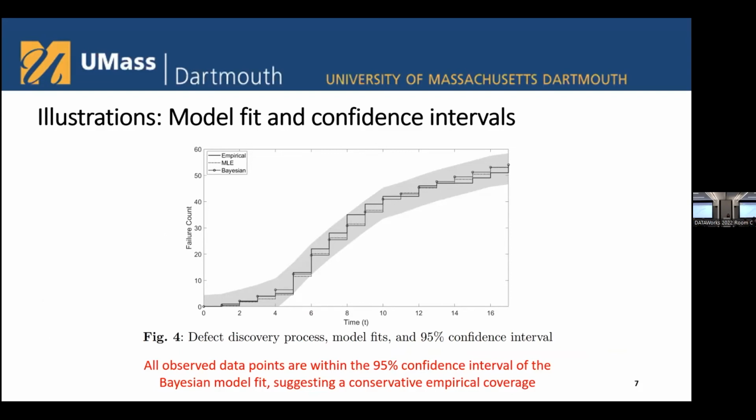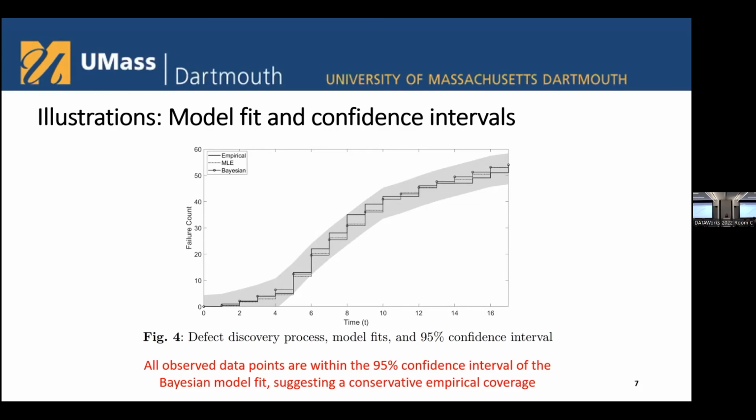So the interesting part now is the graphs. We have the model fit, right? The solid line is our actual data, our failure counts data for 17 intervals. And we have the model fit using maximum likelihood estimation, which is the dashed line. We also have the model fit using Bayesian estimation, which is the solid line with the circles. So they are close to each other. You can see that. And the gray area is the confidence interval of my Bayesian fit.